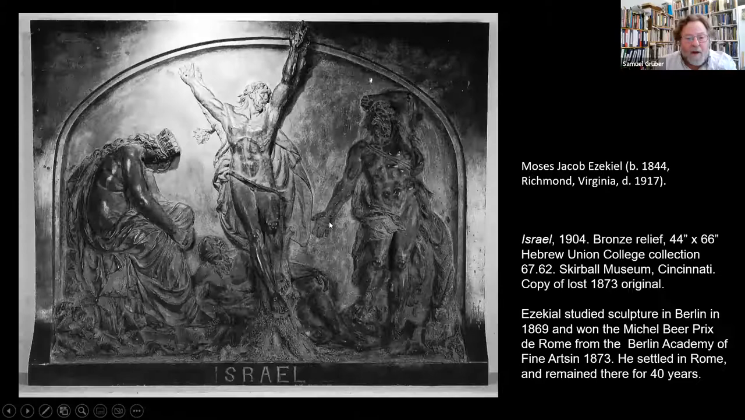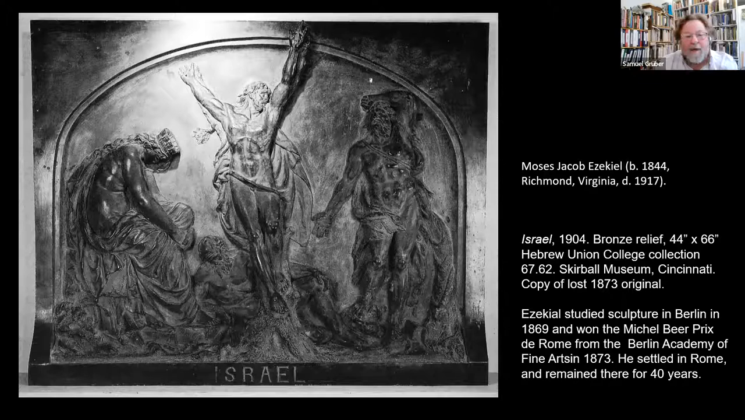Now, there's an equivalent to Antokolsky in America, a man named Moses Jacob Ezekiel. And Ezekiel was a Southerner. He was born in Richmond, I think. Yeah, born in Richmond. He fought as a very young man, really just as a teenager, at the end of the Civil War on the side of the South. And he's not very popular these days for political reasons, because he was unrepentant in promoting the lost cause mythology and ideology of the South.